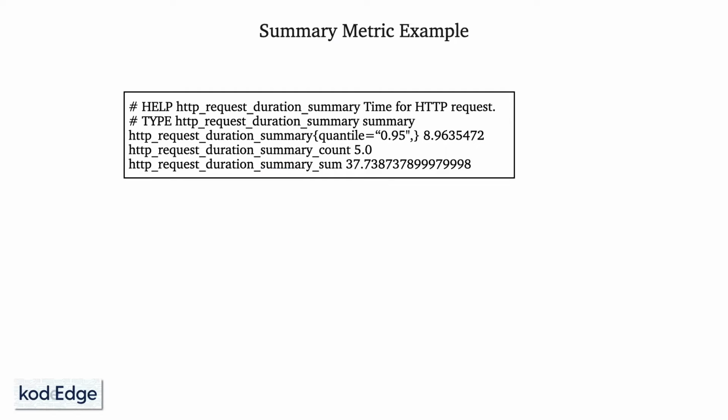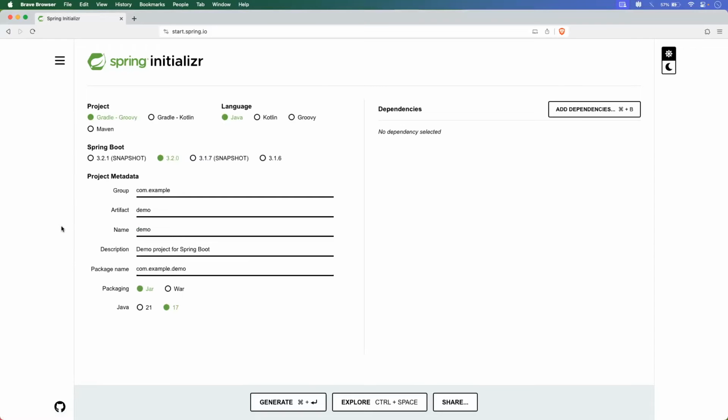And this is a sample metric sent by our application. You can see quantiles, count, and sum in the sample. Do not worry about it. We are going to see all this configuration in our hands-on. So let's move on to the hands-on.